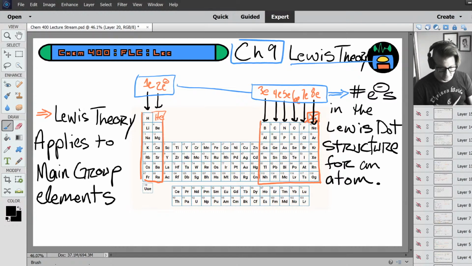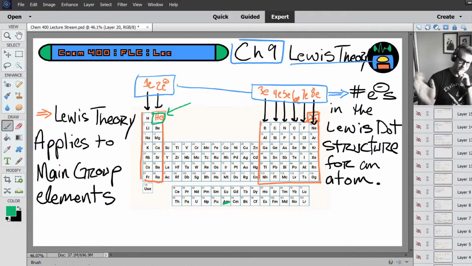And just to finally clarify why helium is right here, helium only has 2 electrons, so there's no way it would have 8 because helium only has 2. So that's why I bumped it over to this column and axed it out of that final column.